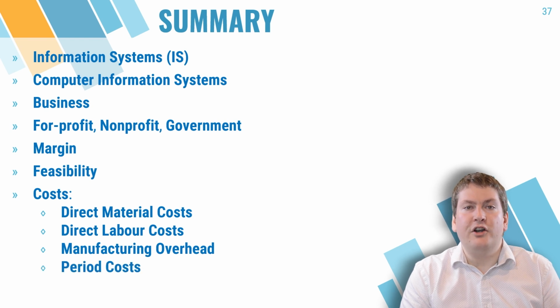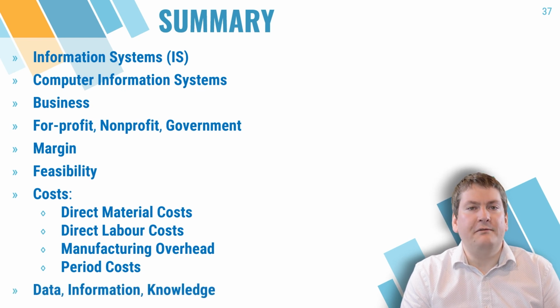Period costs are non-manufacturing costs that are expensed within an accounting period and not related to creating a product, such as office supplies or executive salaries. Finally, we talked about data, information, and knowledge, and the differences between them. Data being raw facts and figures, information being data in a meaningful context, and knowledge, the application of information, or drawing on past experiences. So that's all I have for you in this video.